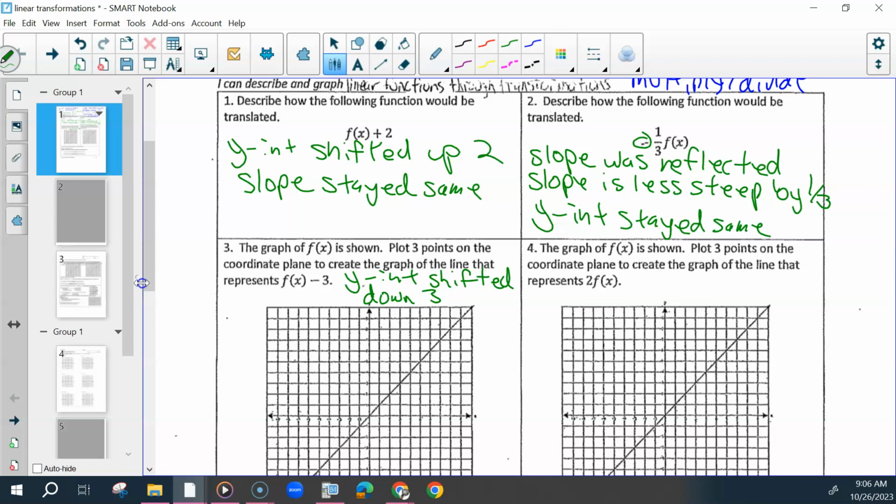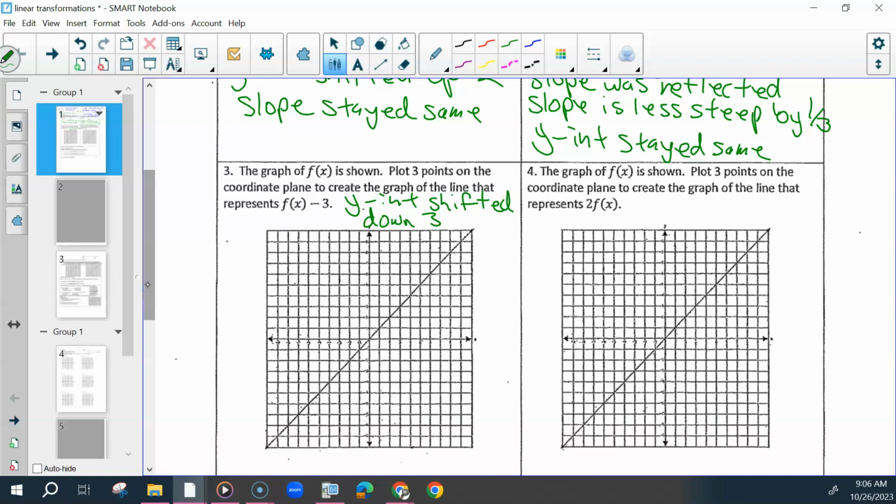Okay, back to this. So we talked about the y-intercept. Did the slope change? No, it stayed the same. So we can say slope stayed the same.